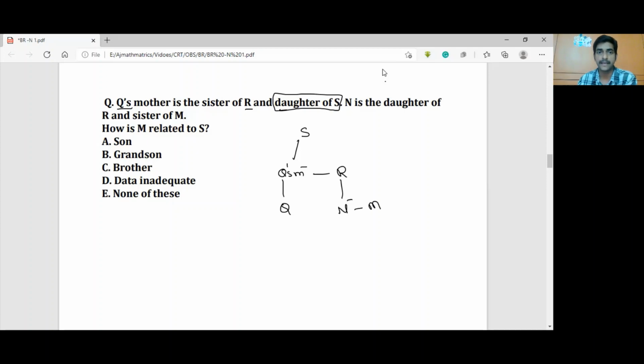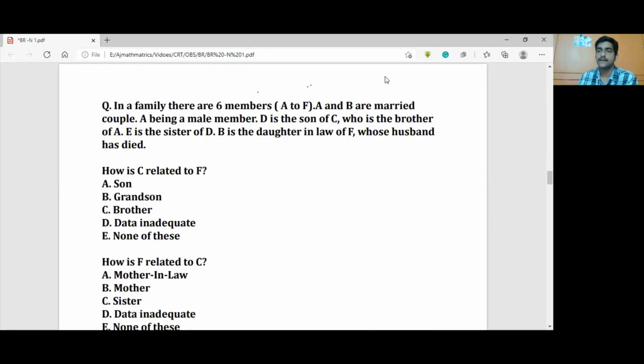Now how is M related to S? So this question's answer depends on the gender of M, and still we don't know the gender of M here. So M can be a male or female. So the answer for this question is data inadequate. Hope you understand this. Now let's solve the next question.